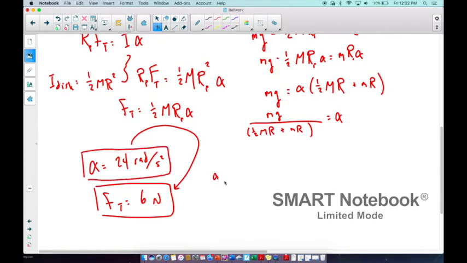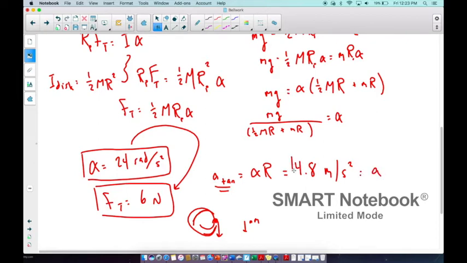And then, of course, I know that the tangential acceleration of the point on the wheel right here, which is also the acceleration of my little m mass, is alpha times r. So 24 times 0.2 gets me 4.8. That's a tangential acceleration, so plain old meters per second squared. And that's it, my friends.